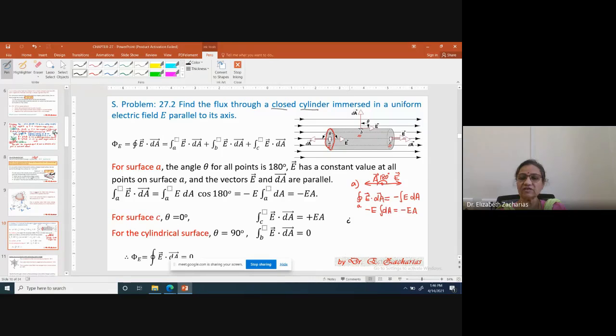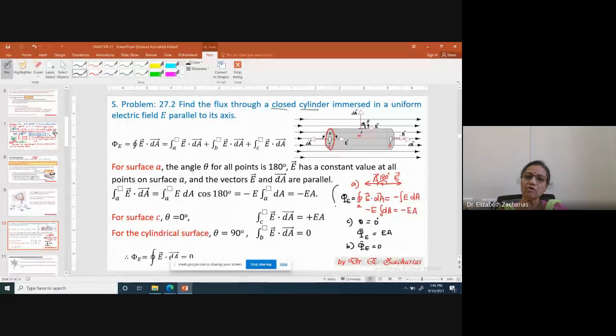For surface C, on a similar ground, you can see that the E vector is coming out of the surface, but your area vector is always an outward normal. So you find that theta is equal to 0 degrees, so flux will be equal to plus EA, whereas here flux will be equal to minus EA. Then for surface B, flux will be equal to 0, because no line is cutting through it. Electric field and area vector are making an angle of 90 degrees.